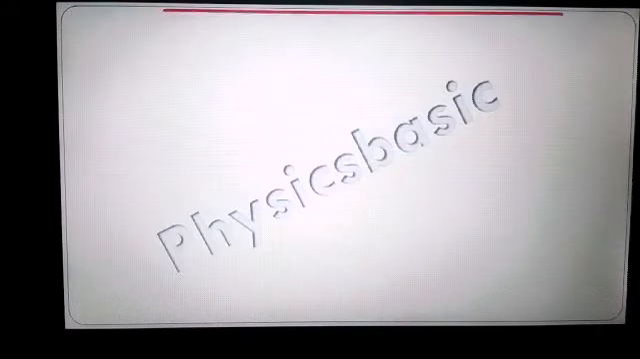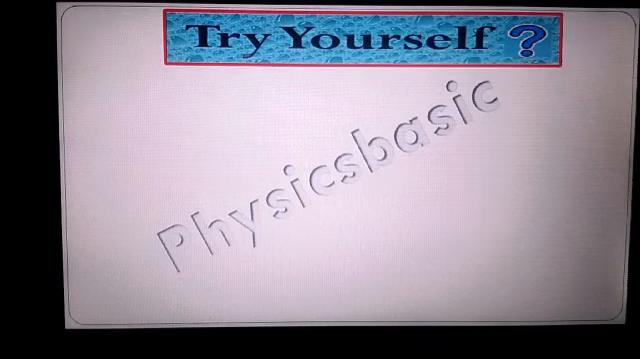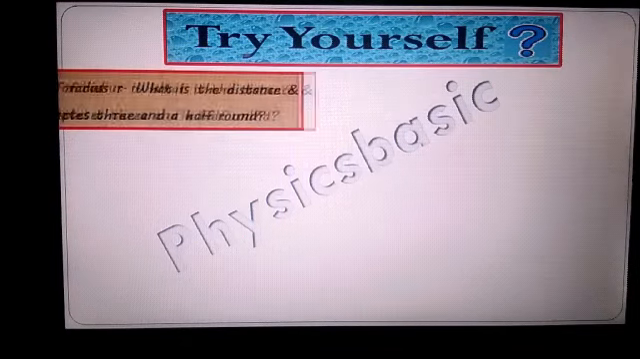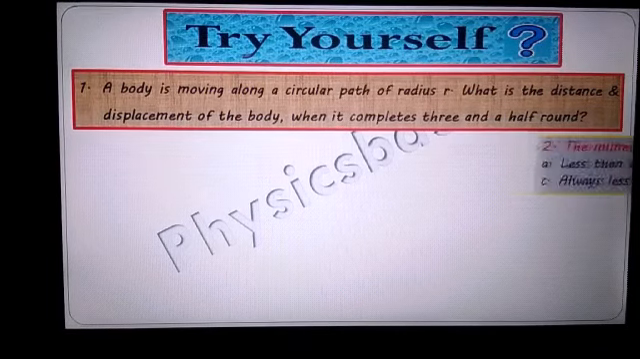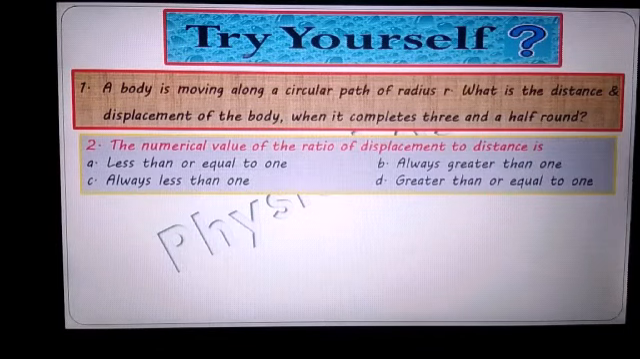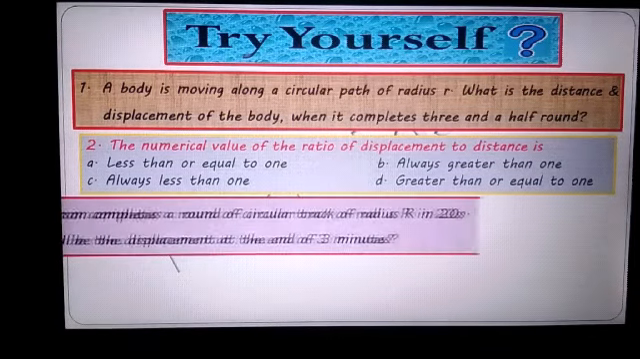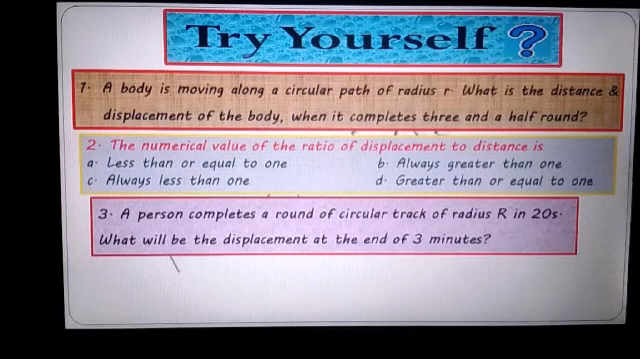Now I think we have completed all the types of distance and displacement questions. Now it's time to try some questions yourself. You will find their hints in the description box. The first question: a body is moving along a circular path of radius r. What is the distance and displacement of the body when it completes 3.5 rounds? Second: the numerical value of the ratio of displacement to distance is less than or equal to 1, always greater than 1, always less than 1, or greater than or equal to 1. Third: a person completes a round of a circular track of radius r in 20 seconds. What will be the displacement at the end of 3 minutes?